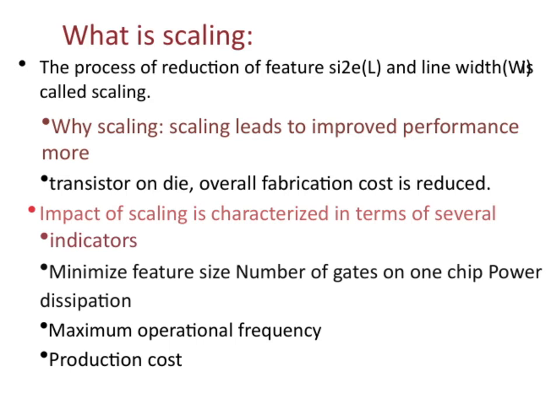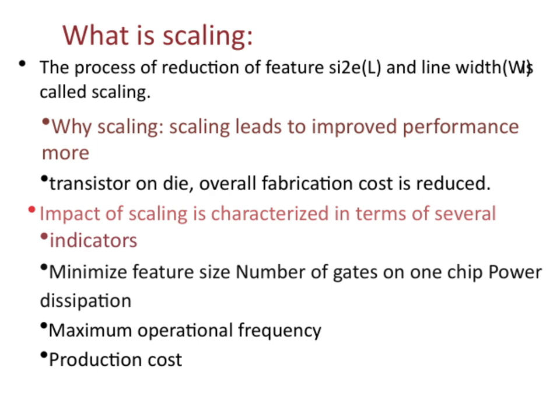Scaling refers to the process of reducing the size of features, like the length and width of components on a chip. By making these features smaller, we can fit more transistors on the same die, which improves performance because the circuits can operate faster. Additionally, smaller features mean we can produce chips more cost-effectively, as the overall fabrication cost drops.